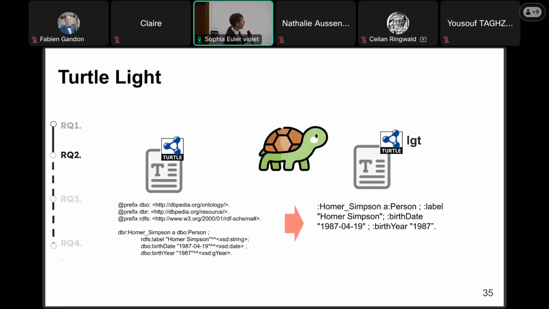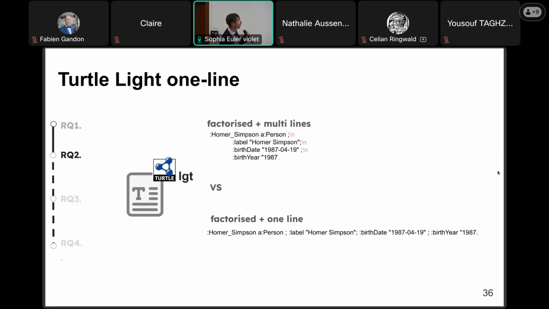We also propose a new syntax called Turtlelite, which is omitting the prefix declaration that you can see at the left. This syntax is also omitting the prefix declaration before the entities and the predicates. Aside from that, we also propose several variations. The first one was only focusing on targeting Turtlelite. In this case, we propose to write it only on one line.